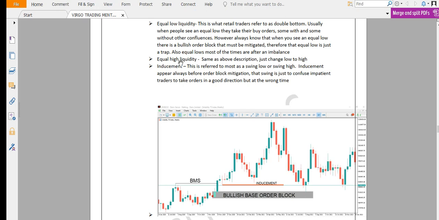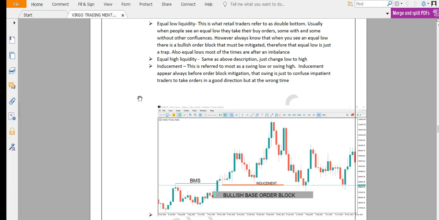Now equal high liquidity, same as above description, just change low to high. Simple. Now inducement. Now this is where I see a lot of people chasing the market. They say we just missed by a few pips, we just missed by 5 pips, and some chase the market, and then sometimes they panic. They ask themselves why their orders were not mitigated. Well, that's inducement, my brother, my sister.